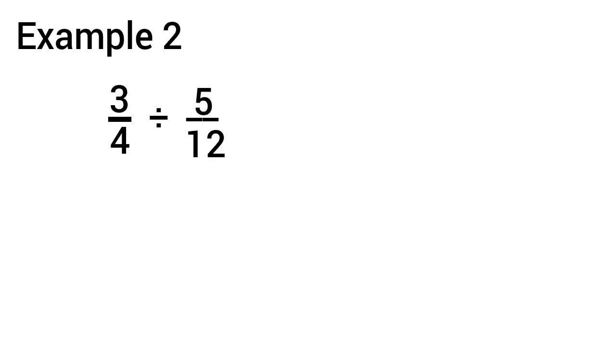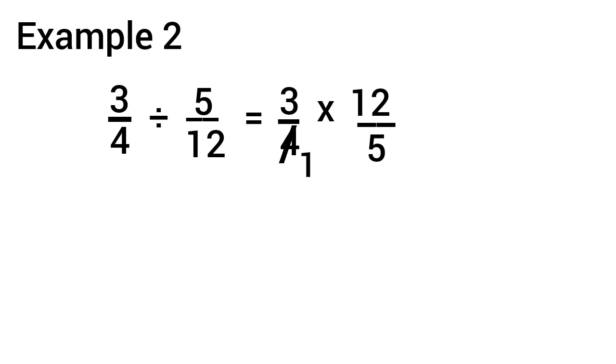Example 2. 3 over 4 divided by 5 over 12. We will write the first fraction 3 over 4, change the sign to times, and reverse the second fraction. So we have 3 over 4 times 12 over 5. We will go ahead and cancel. 4 into itself is 1, into 12 is 3.